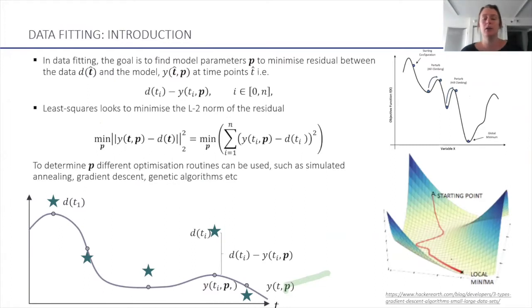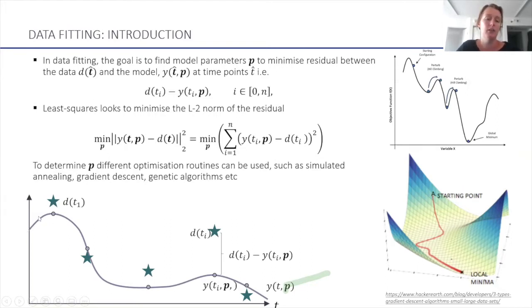So now I've talked a little bit about off-lattice and on-lattice agent-based models with some examples. The next thing I wanted to discuss was data fitting. So the goal a lot of the time when you develop a model is to try and get realistic parameter values. And so when you're data fitting, what you're trying to do is find model parameters, P, that minimize the residual between the data and the model.